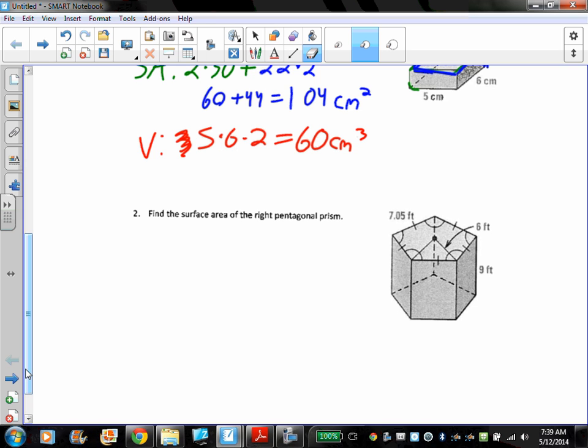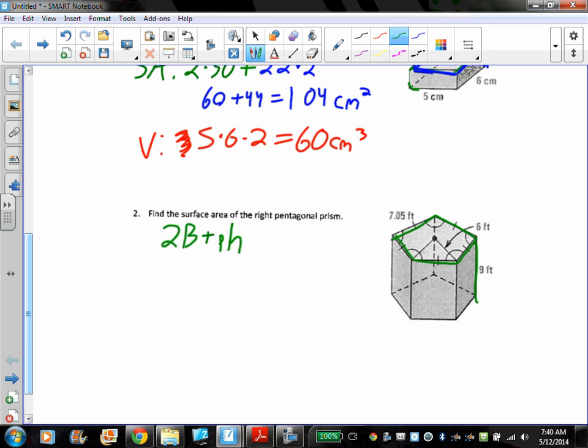Time to scare you a little bit with a regular polygon example, but don't worry too much. It's not one of the harder versions where you need to use trig. This one just uses Pythagorean theorem. Finding surface area. So again, we're going to need to find 2 times the area of the base plus the perimeter times the height. You'll notice here that the base is this regular pentagon, which means that the height is going to be this 9 feet right here, which is kind of nice.